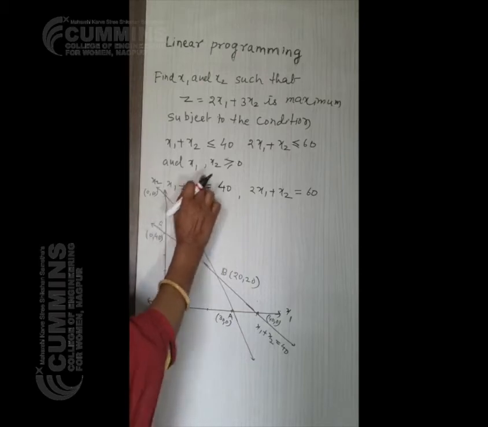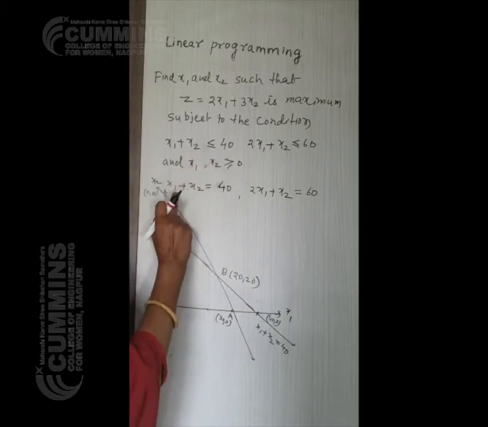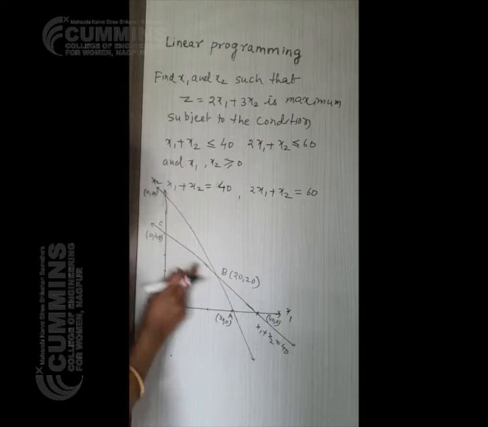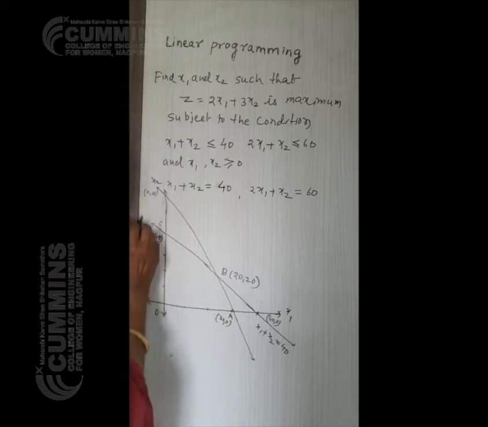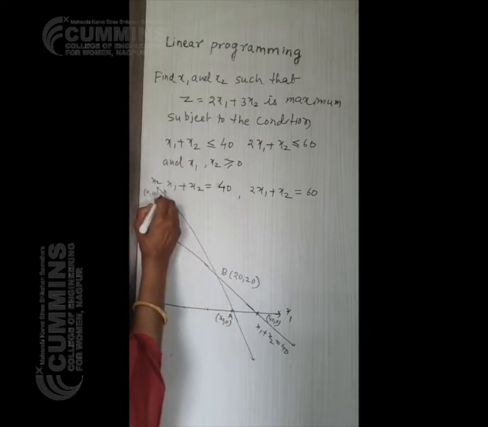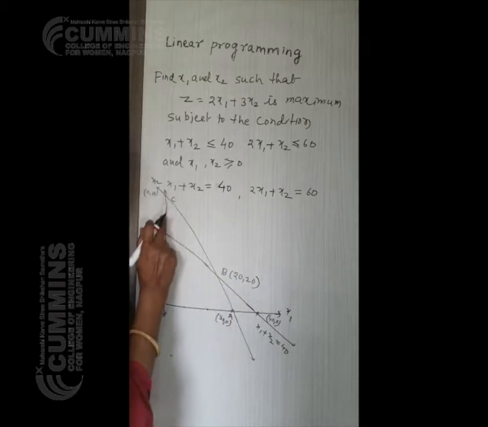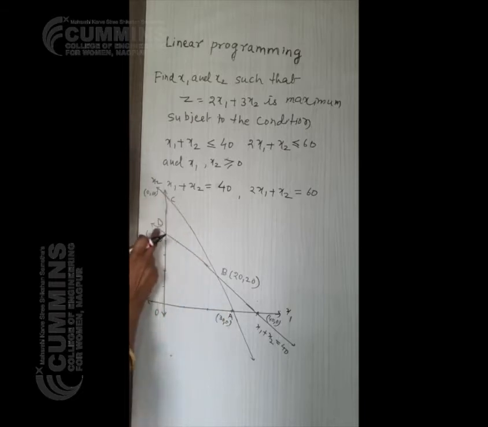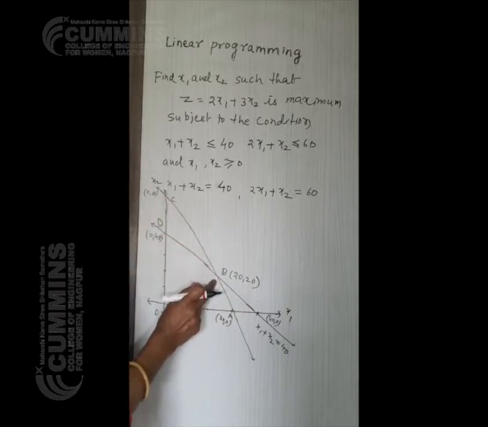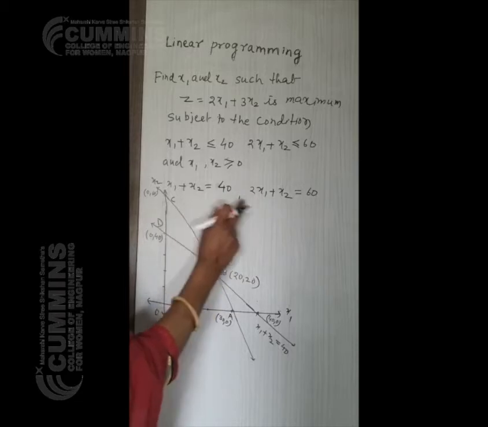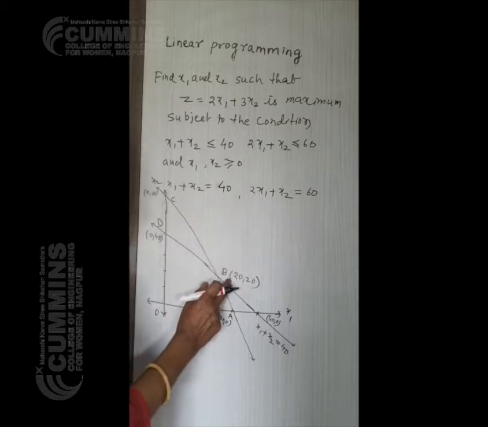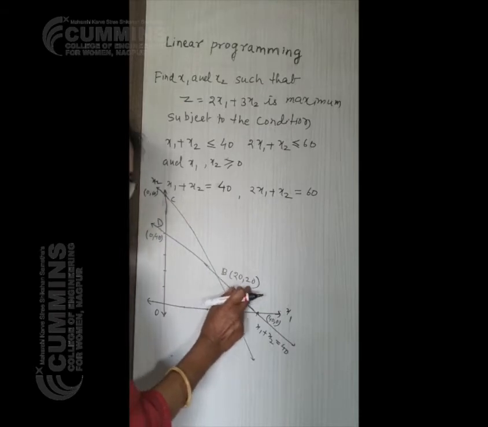Now, as I told you, we have already drawn these lines. Suppose this point is C and this is D. AC is a line and DB is a line. B is the point of intersection of these two lines. So we have to find the point of intersection, and the coordinate of point B is 20, 20.